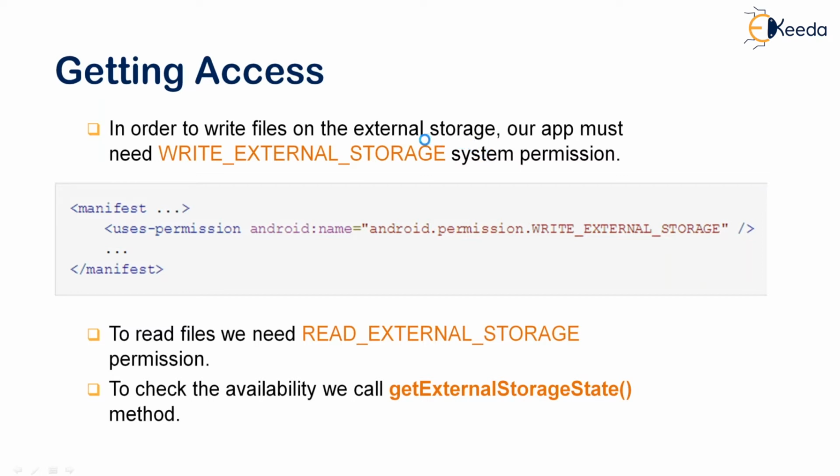We are going to provide permissions: the write external storage permission when you are writing data to the external storage, and the read external storage permission when you are trying to read data from it. To get the directory of that particular external storage, we use getExternalStorageDirectory, and for the state of it, whether it is mounted or unmounted, we use the getExternalStorageState method.